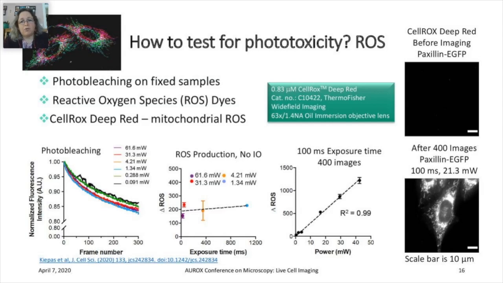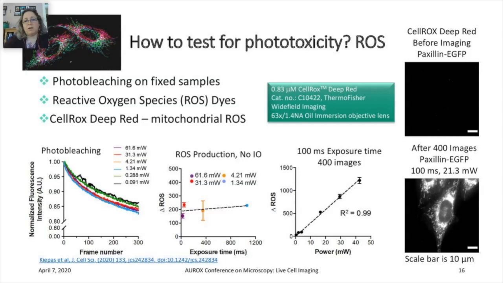But if we increase the exposure time, which means we're increasing the dose of light or the power exposed on the sample, then of course we do see an increase in ROS because we're increasing the amount of light that the sample sees. And on the right side, what you'll see is the dye before we start imaging. And then on the bottom panel, you see what the cell looks like after we've taken 400 images of paxillin EGFP for about 5 minutes, I guess, at a fairly high power at 21.3 milliwatts. And you can see that the ROS levels are quite high after that significant amount of light exposure.